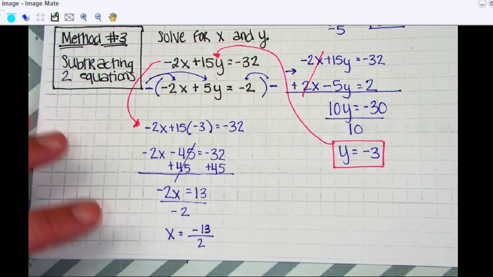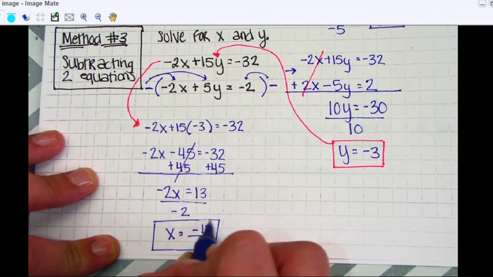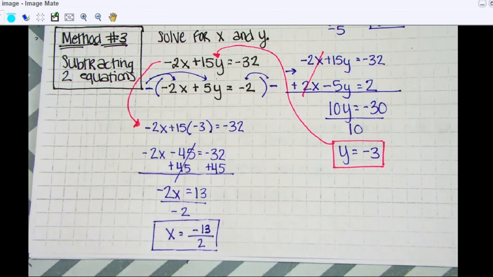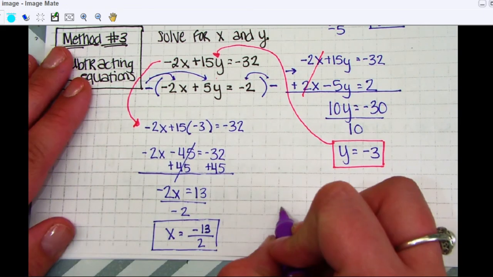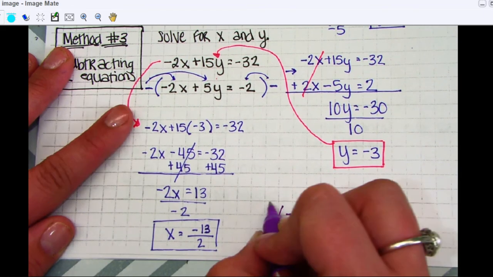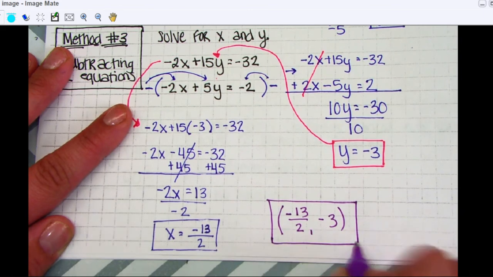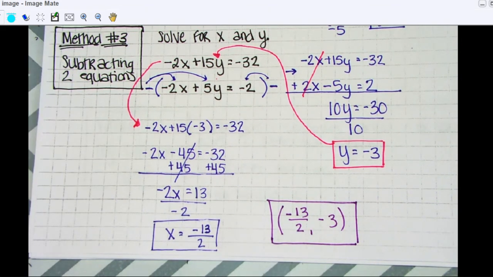So to finish my answer, write them as coordinates. So even though we solved for y first, it doesn't belong first in the parentheses. So the -13 over 2 has to go first, then your y value. So the way that you write your answer is not based on the order you solved it. It's based on how a coordinate is written. So it's always x, y. So I have to put my x value first, then my y.